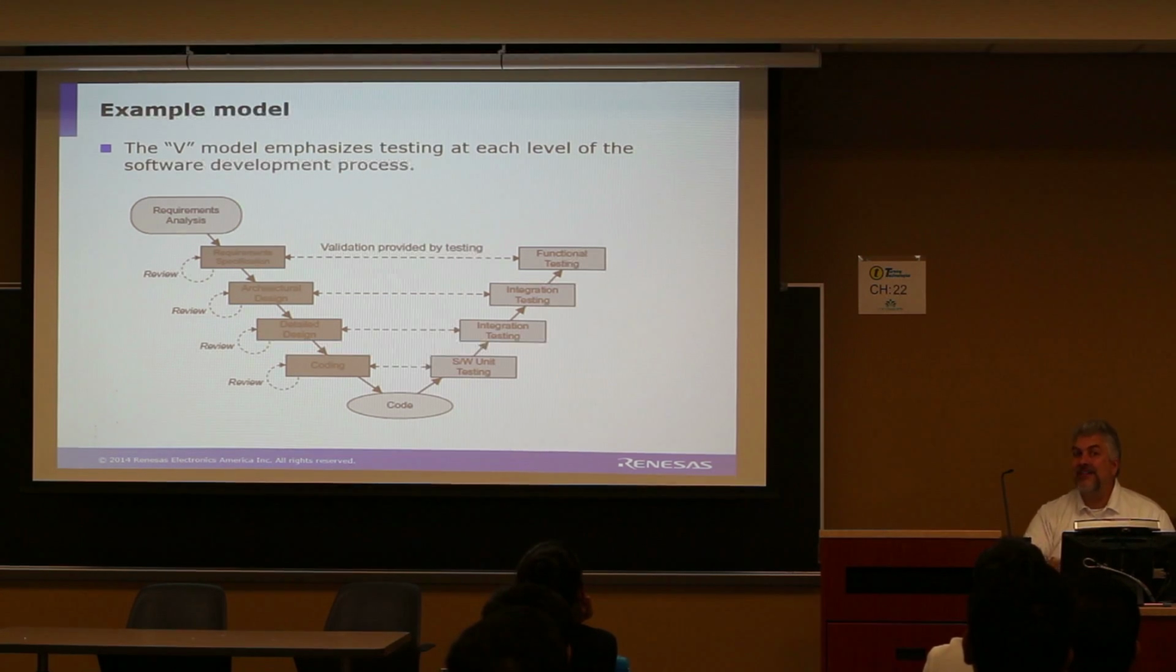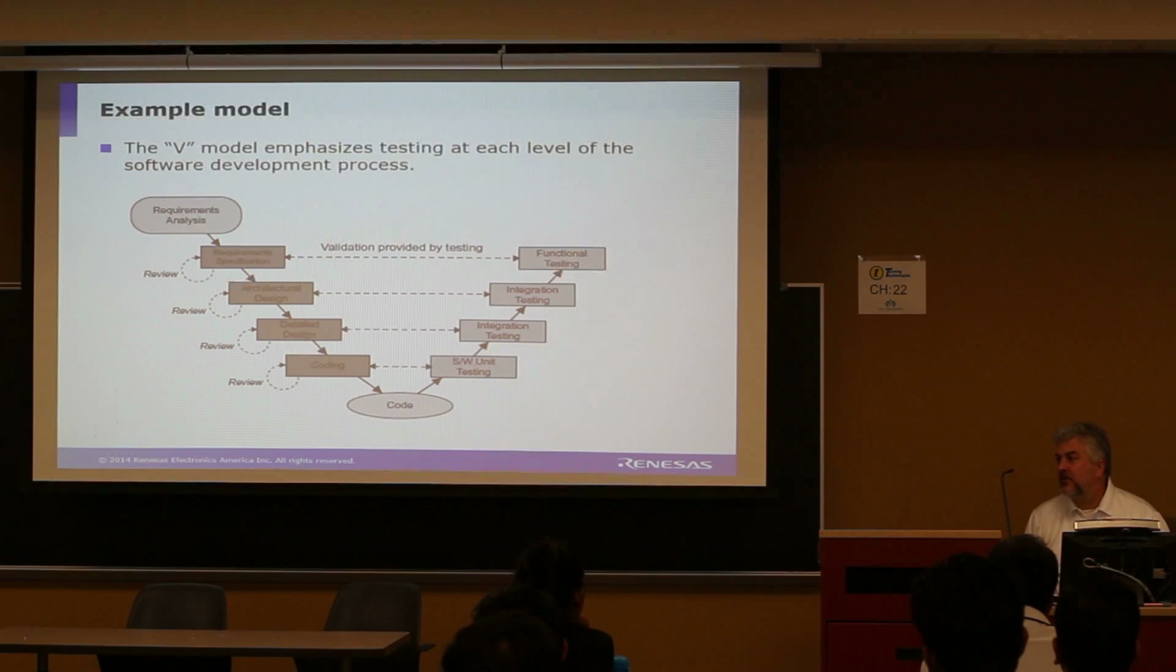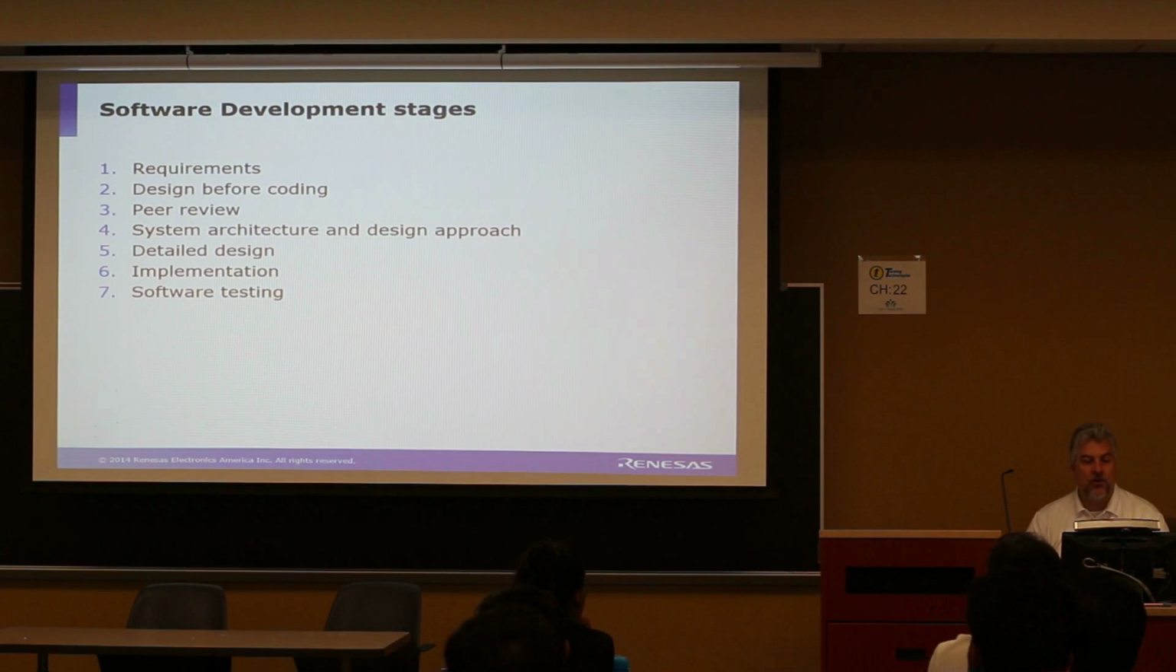And based on that, I was able to avoid taking up maybe 2 or 3 kilobytes of code, and instead it only took about 15 bytes of code because I didn't rewrite a couple of functions. And that's why we have a process that includes a lot of review or peer review. So if we look at the stages: the requirements, design before coding, peer review, system architecture and design, detailed design, implementation, software testing.